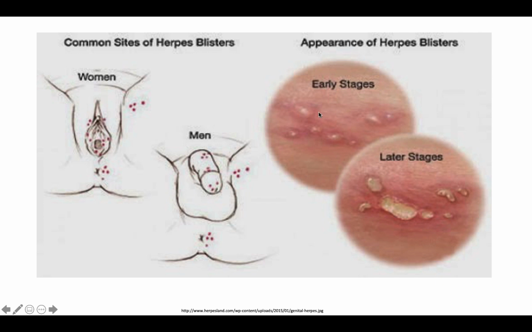In the early stages, the blisters are clear. Later stages, they may look like pustules and have a cloudy fluid, and they may coalesce and then become slightly larger.